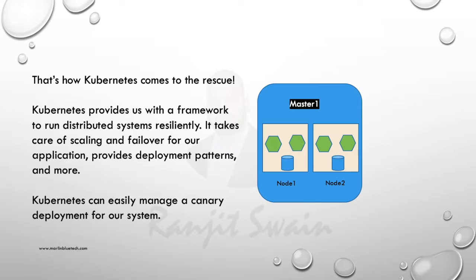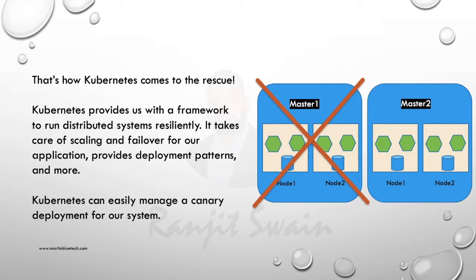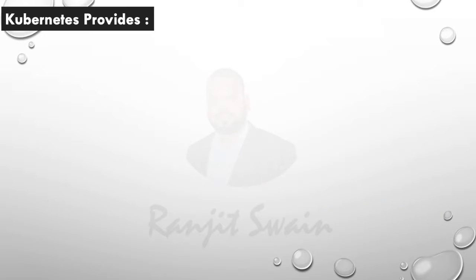Kubernetes provides us with a framework to run distributed systems resiliently. It takes care of scaling and failover of our application, provides deployment patterns, and many more. If a master goes down, it will automatically fail over to master 2 in the same cluster. So Kubernetes can easily manage a canary deployment for our system. So we'll see what Kubernetes provides.